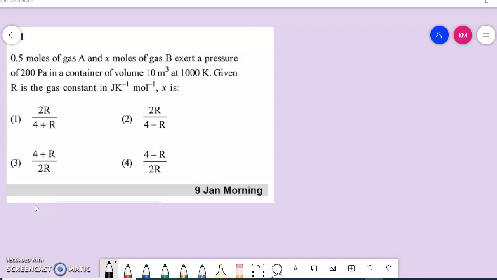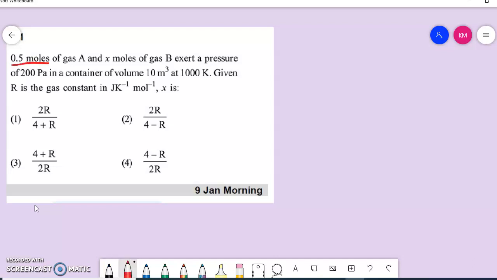This is VKM. In today's video lecture, we will be discussing states of matter, that is the gaseous state as well as the liquid state, class 11 chapter, 2019 JEE Mains questions. Right children? Now let's see the first question.